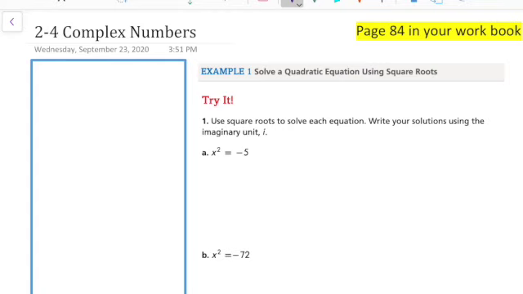The most common use of them is in electricity. So if you become an electrician, they use complex numbers. It is not super common, but it does fall nicely into our quadratics. So that's what we're going to talk about today.